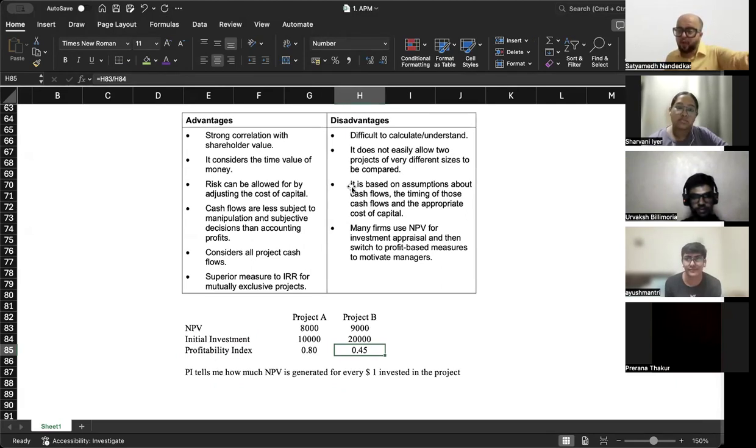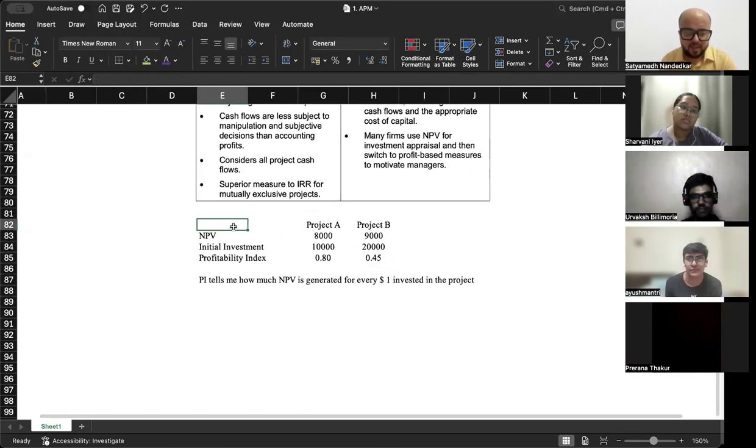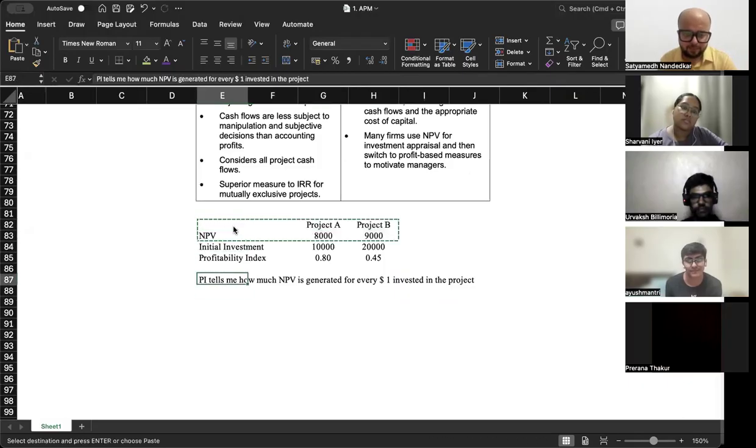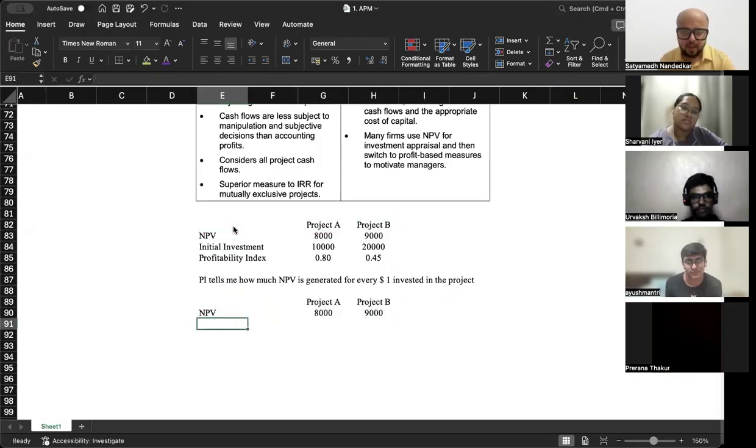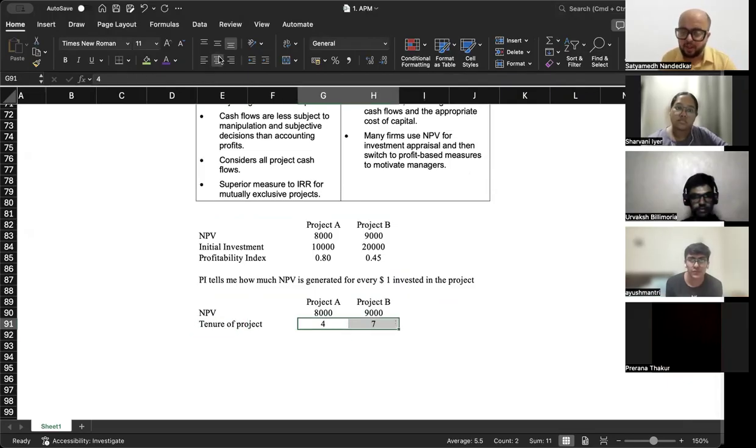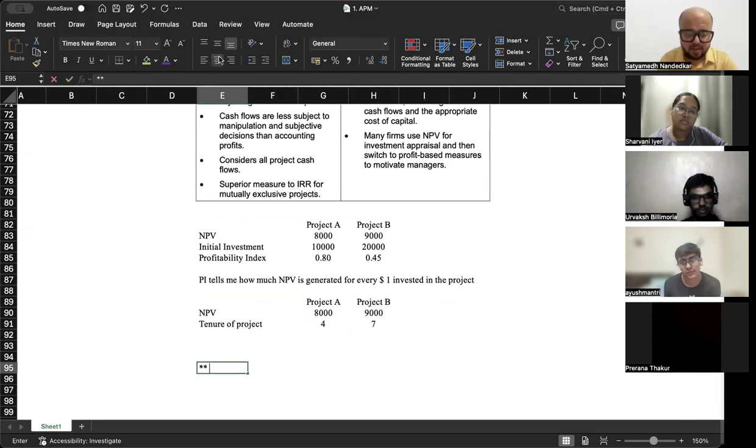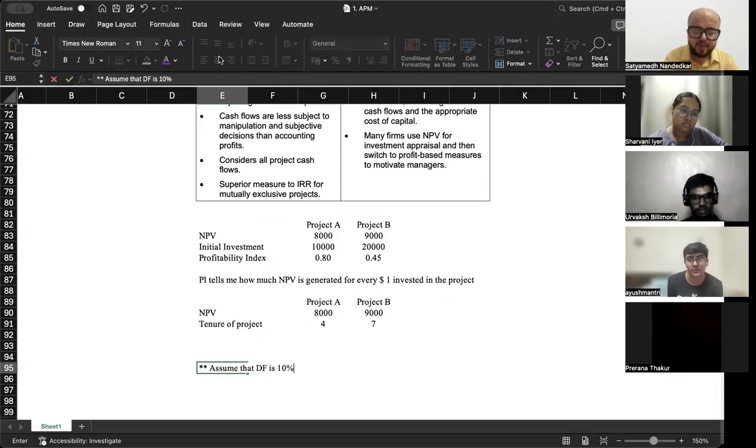Till now, I was only talking about the initial investment. Let me introduce one more variable. Same data, but now the tenure of project A is 4 years and tenure of project B is 7 years. Tenure means for how long did the project run. Now tell me, how will you calculate, and let's assume that the discounting factor is 10%.